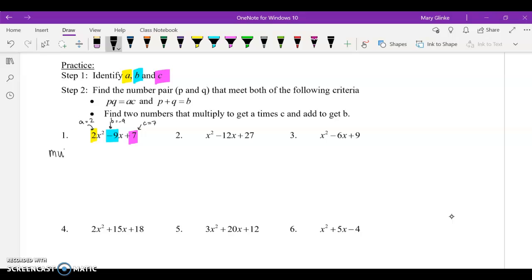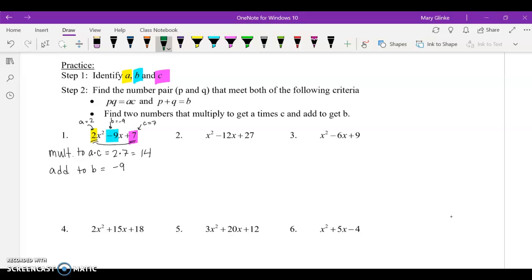that multiply to get A times C, which in this case, if we're doing 2 times 7, we're looking for numbers that multiply to get 14. Okay, so we always do A times C to get the multiply part. The add part is always going to be B, which in this case is -9. So first we identify our numbers. Now we're looking for what multiplies to get 14 and adds to get -9.